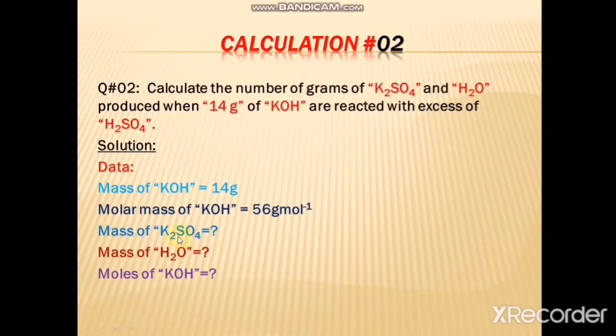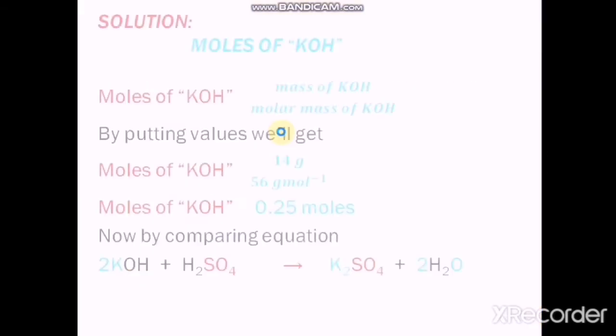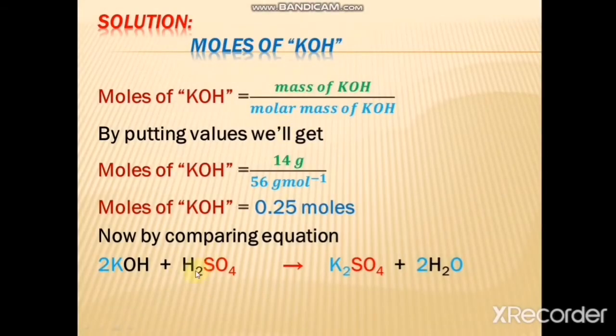Students, you have to find mass of potassium sulfate and mass of water, and you are given only the grams of potassium hydroxide and sulfuric acid is present in excess. For doing such calculations, first of all you have to find moles of potassium hydroxide, because you are given this equation: 2KOH + H2SO4 gives K2SO4 + 2H2O.